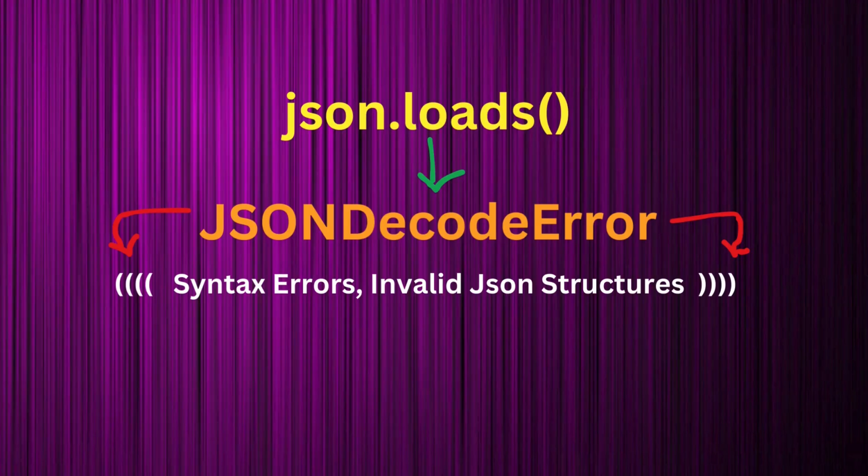Now let's see what JSONDecodeError is. It is an exception which is raised by the json.loads() method when it encounters any invalid JSON data while converting a JSON string into Python objects. It occurs typically due to syntax errors, like missing commas or brackets or quotes, something like that, or else invalid JSON structures, like if it has any unsupported data types, then this JSONDecodeError will be raised. Let's understand this by using some examples.